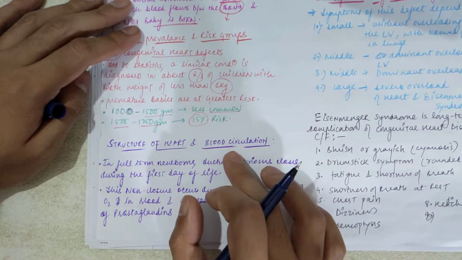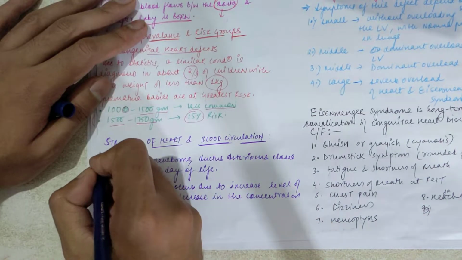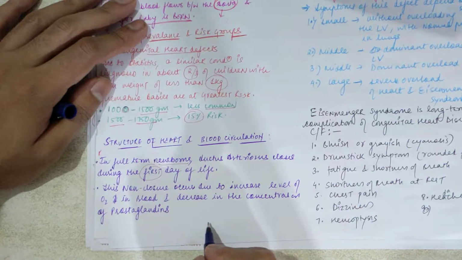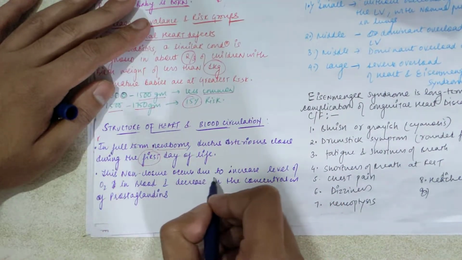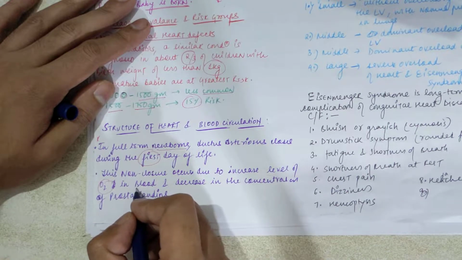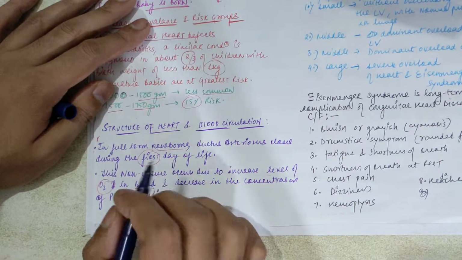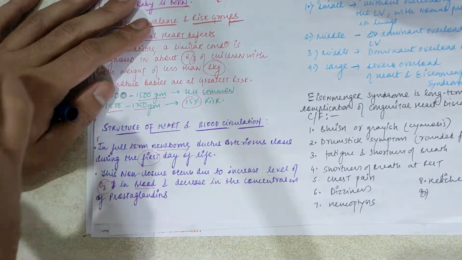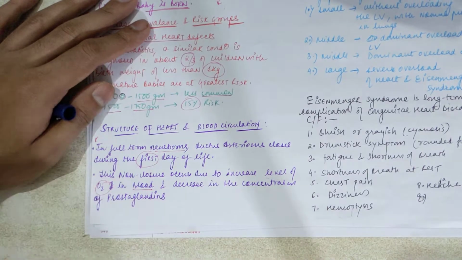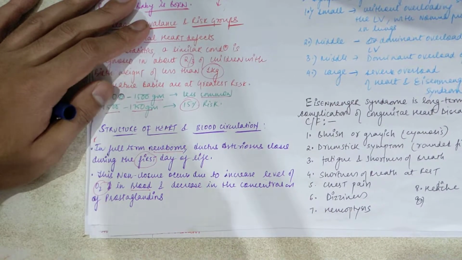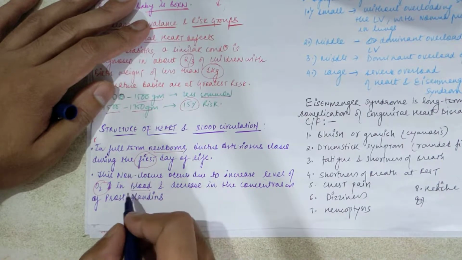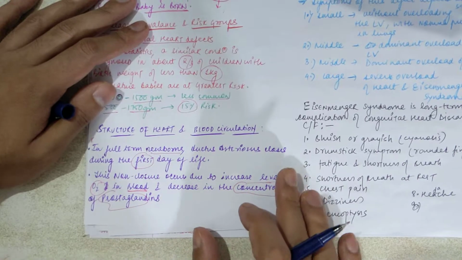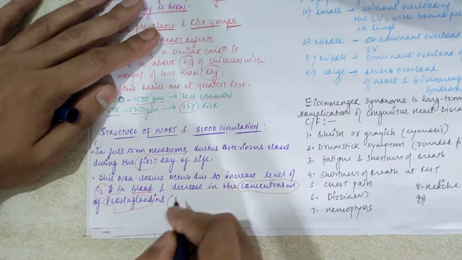Now, what about the structure of the heart and blood circulation in this case? In full-term newborns, the ductus arteriosus normally closes during the first day of life, as I told you. If non-closure occurs, there is an increased level of oxygenated blood in the lungs, so there is a buildup of fluid in the lungs, because this blood goes back into the lungs through the pulmonary artery since the connection has remained open. This accumulation occurs, and the closure does not occur due to a decrease in the concentration of prostaglandins, PG.